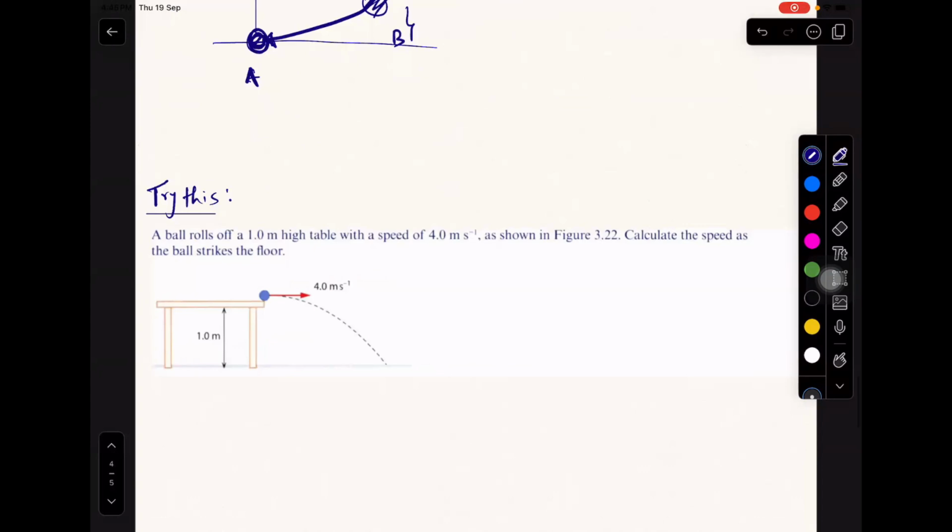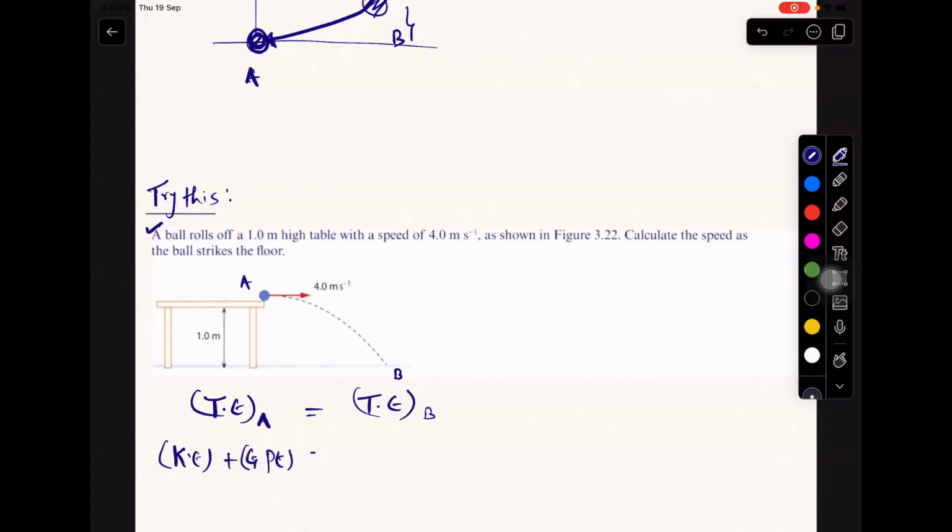We can try this problem. The law of conservation of energy says that the total energy must be constant. So if I say this position A and then B, I can work on this problem. I'll calculate the total energy at point A and equate it to the total energy at point B. Energy at point A could be kinetic energy plus GPE plus EPE, if there is any, and it must equal the kinetic energy plus GPE plus EPE at position B.